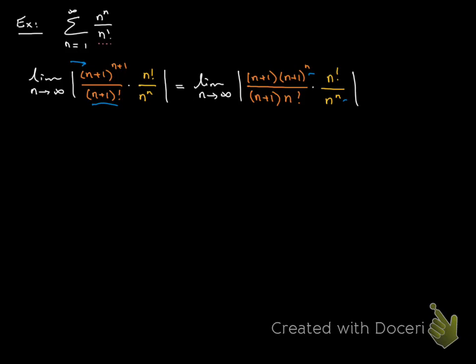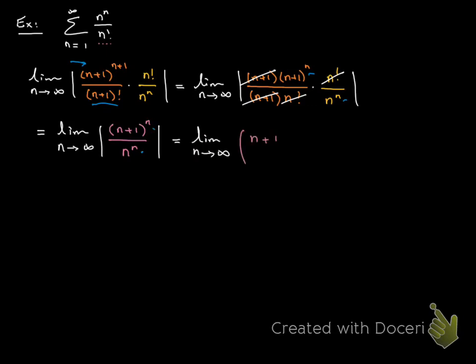I notice that the n plus 1s and the n factorials are going to disappear. That leaves me with the limit as n goes to infinity of n plus 1 to the n divided by n to the n. And I'm taking a limit here. That's kind of a gross thing, but again, these powers are the same. So I'm going to bring that out.